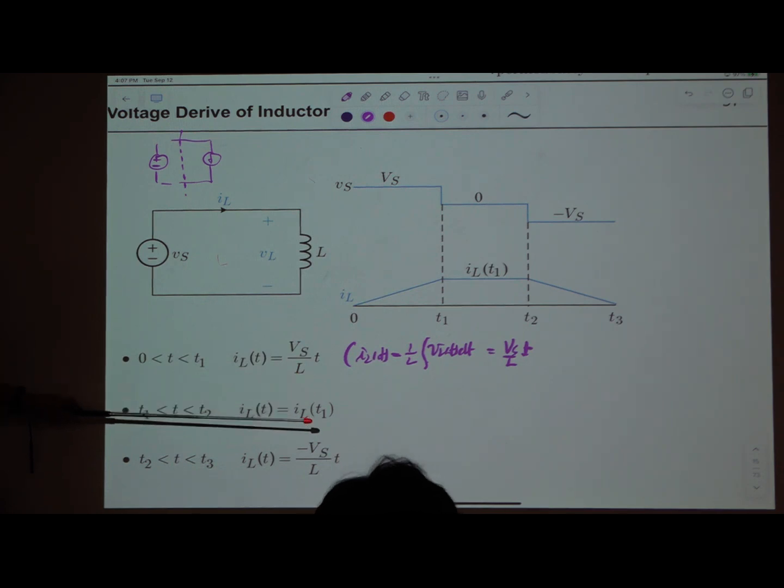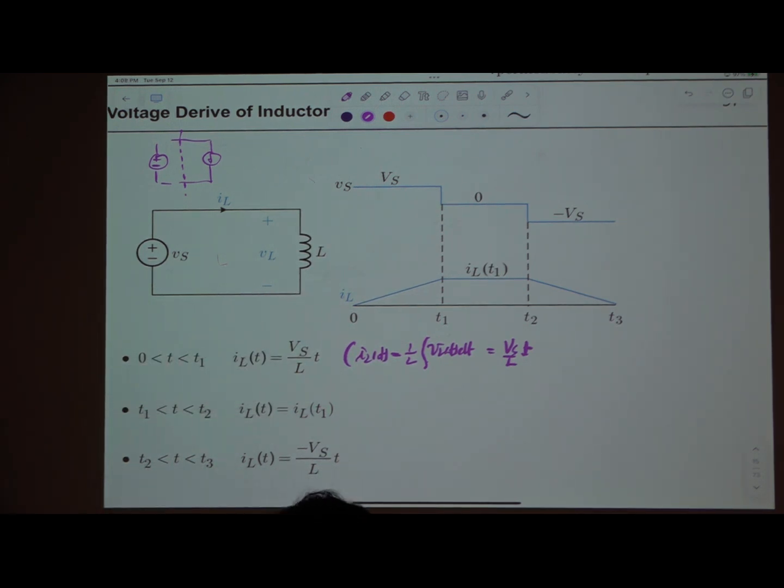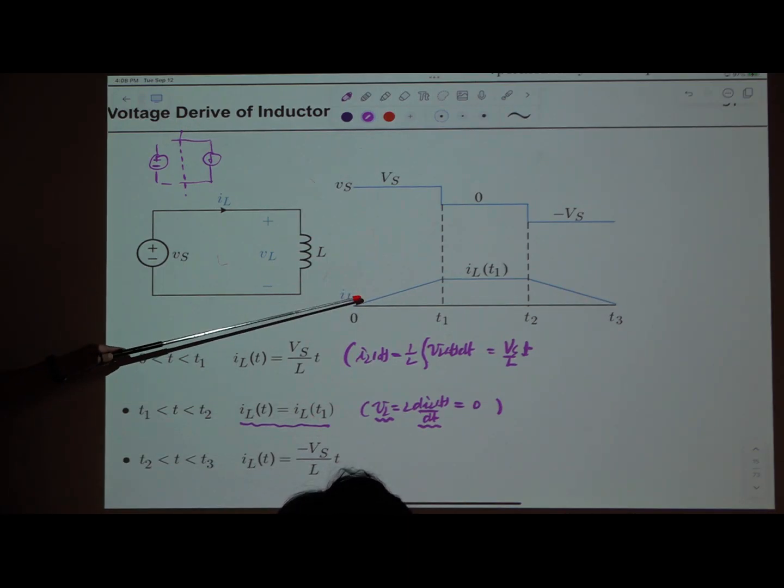Okay, and then we apply 0. Then here, the inductor voltage is 0. So VL is L dIL(t)/dt, which should be 0. Okay, VL is 0. This one is 0. Then IL remains constant. If you apply negative voltage, it decreases linearly like this, right?